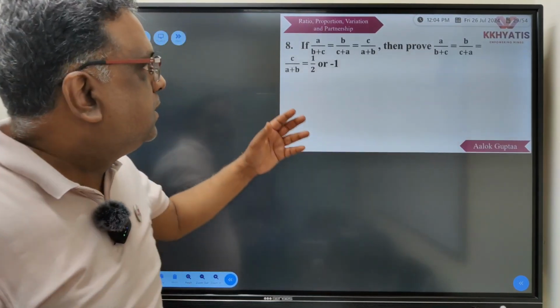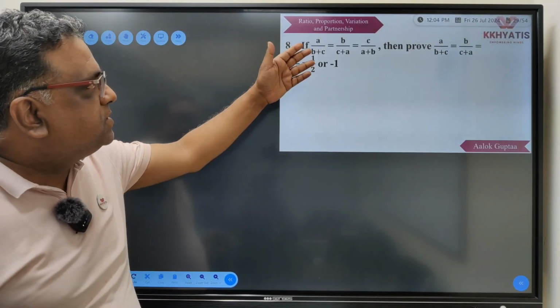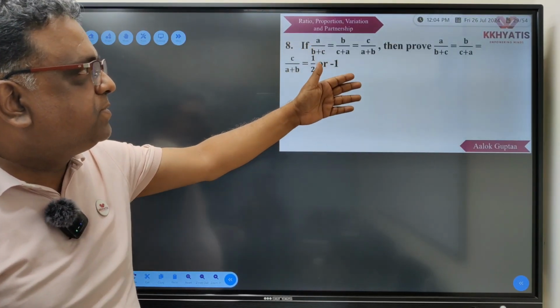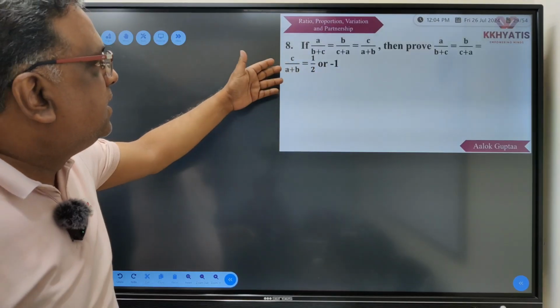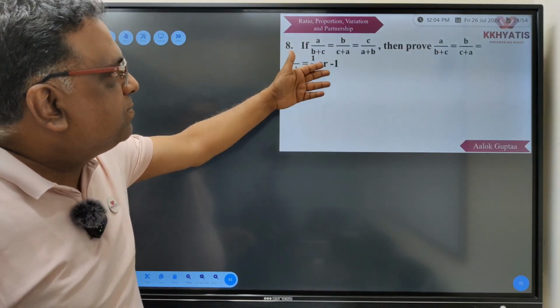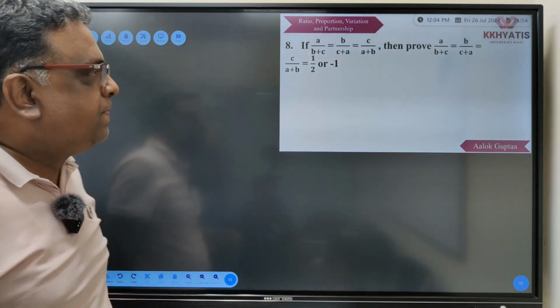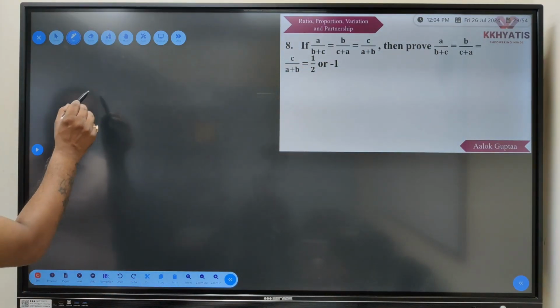So the next sum is, if a/(b + c) = b/(c + a) = c/(a + b), then prove that a/(b + c) = b/(c + a) = c/(a + b) is equal to either 1/2 or -1, which means each of these ratios equals either 1/2 or -1. So let us try to understand.